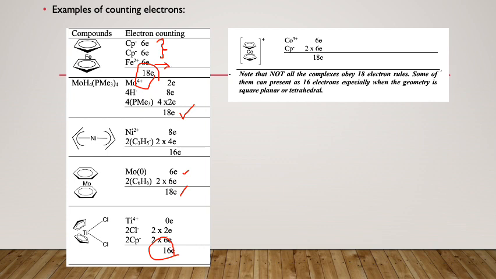Next is the cobalt 3+ attached with 2 cyclopentadiene ligands. Co3+, the outermost electron is actually 9. 9 minus 3 is 6 electrons, plus 2 times 6 electrons from the cyclopentadiene. So 6 plus 12 is 18. This is how you calculate the electron count for metal complexes or coordinated compounds.